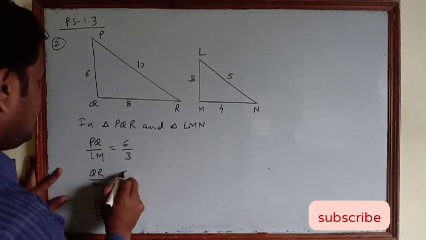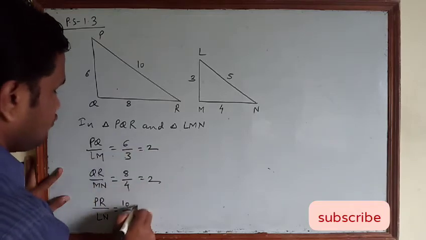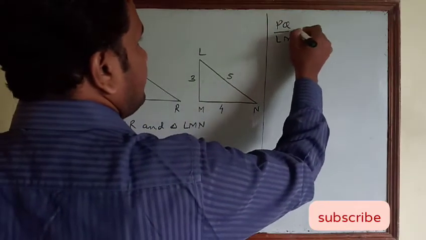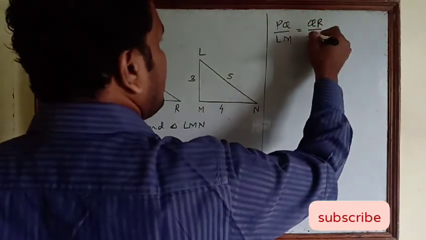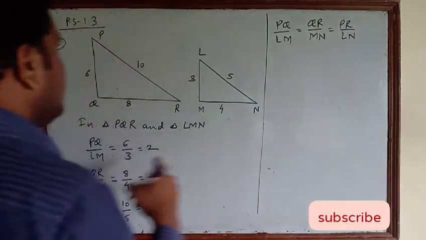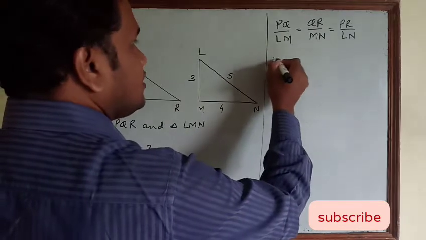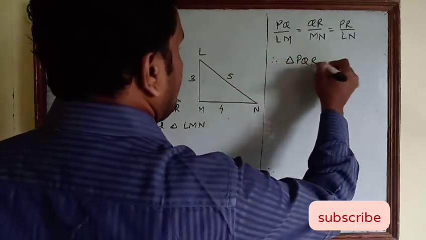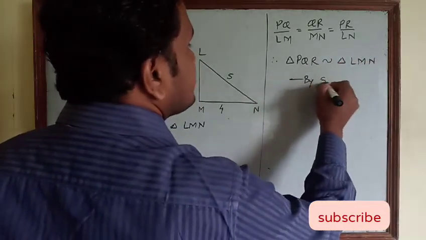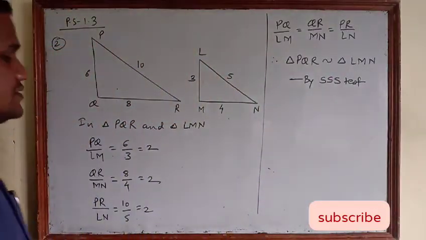Okay, so take the numerical values: 6 by 3, 8 by 4 and 10 by 5. Every time the answer is the same. So you say that PQ upon LM is equal to QR upon MN is equal to PR upon LN. In these two triangles, three ratios of corresponding sides are equal. Therefore, triangle PQR is similar to triangle LMN by side test. Completed.